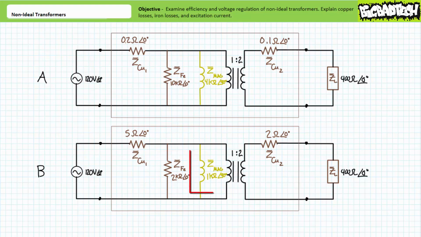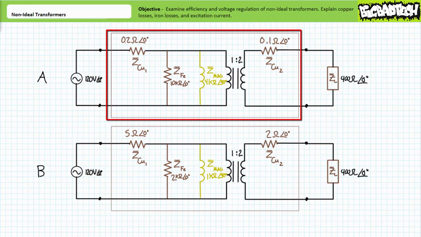Finally, the parallel inductor accounting for both magnetizing current and hysteresis also has a smaller magnitude and as such will draw more current, meaning Transformer B necessitates the consumption of far more reactive power to operate than Transformer A. In summary, Transformer A is better than B because its series irregularities are smaller and its parallel irregularities are larger.